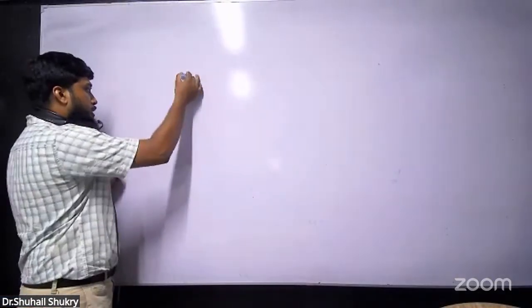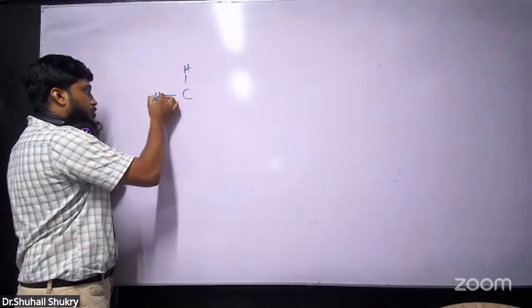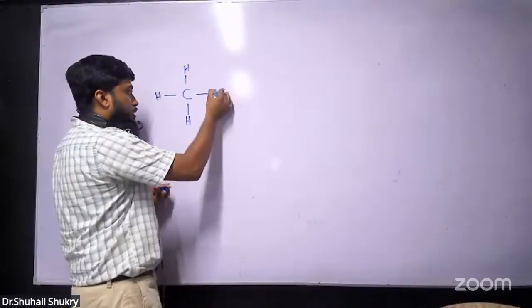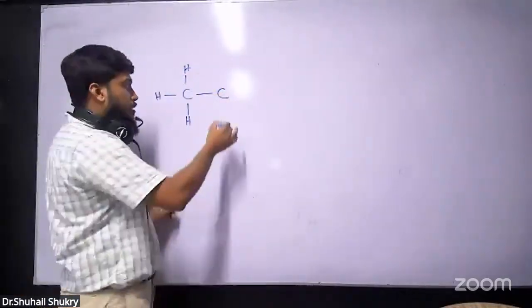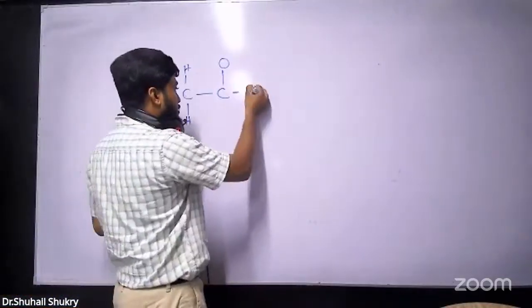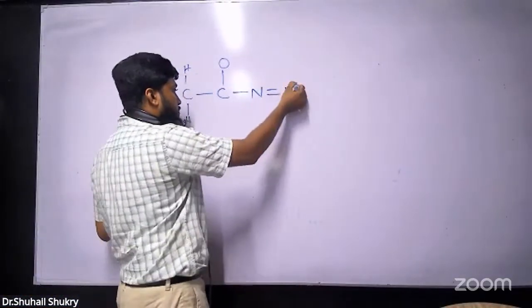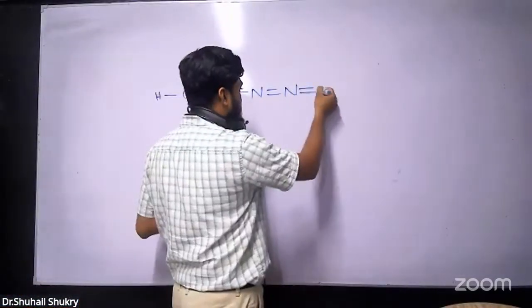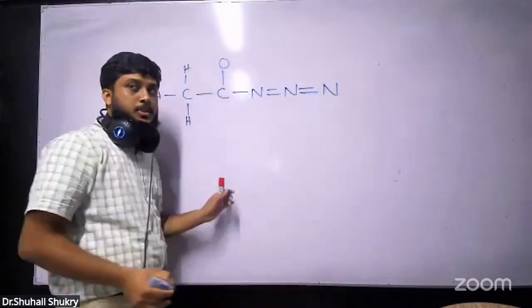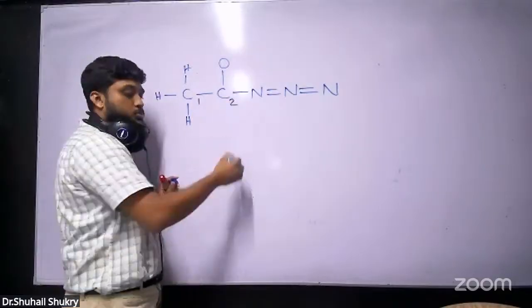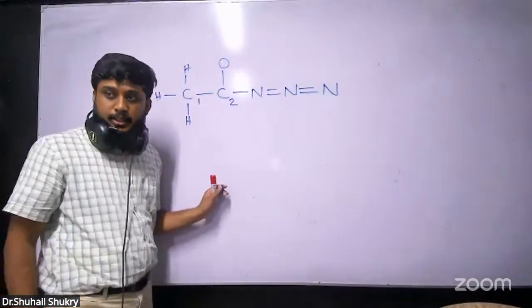So I will draw the structure here. This is CH3, then after CH3 you get another carbon, then another oxygen, then a double bond nitrogen, and another double bond nitrogen like this. This one is known as C1, C2. They have given N3, N4, N5.